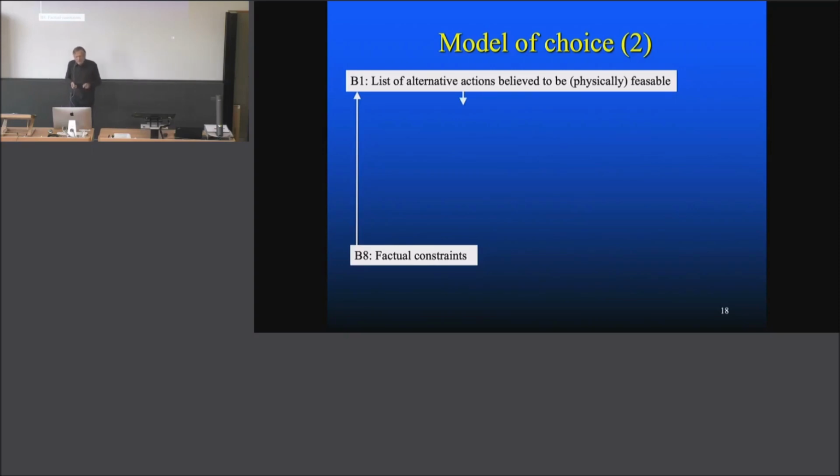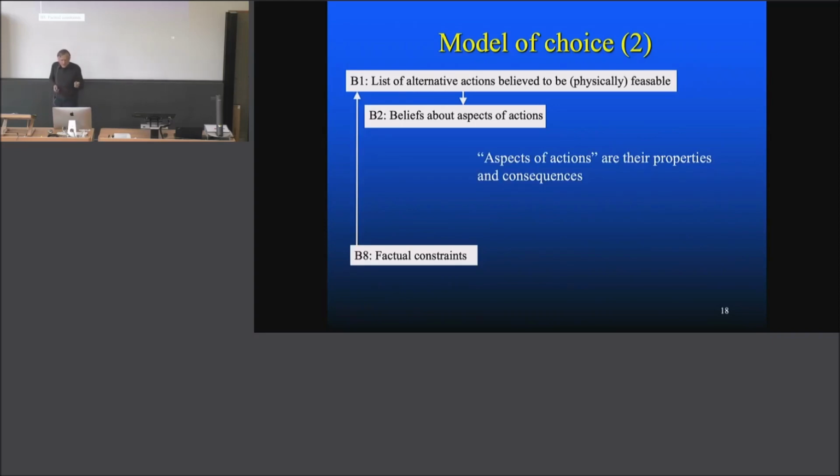So from this list of alternative actions to be physically feasible, you come now that you must develop beliefs about the aspect of actions. So you start discussing, what's the political situation in Egypt today? Do I want to travel there? Or what's the visa situation? Or you may say, okay, traveling to the Alps, isn't that a little dangerous because of the snow and so on and so forth? So in order to prepare the decision, you must know details about the alternative. So you must develop beliefs about aspects of the actions, of the alternative actions. And the aspects of the actions are their immediate properties and their consequences.